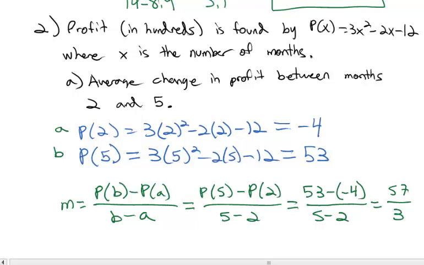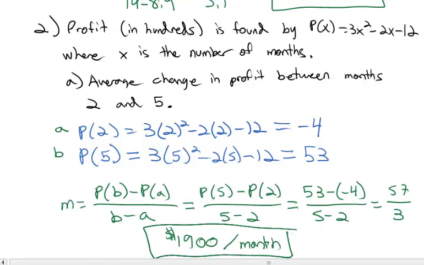And if we divide 57 by 3, we get our slope, our average change in profit of $1,900,000. I'm sorry, it's in hundreds. $1,900 per month. On average. So between months 2 and 5, on average, our profit went up $1,900 per month. It's a good couple of months. That's this idea of average rate of change. On average, how is it changing between here?